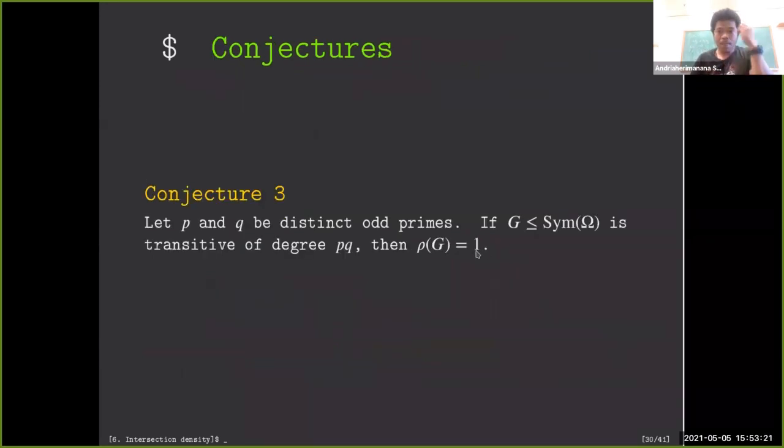And the next conjecture is the following. If we take two distinct primes p and q, and a transitive group of degree pq, then rho of G is equal to 1. So G has the EKR property. And I think we proved some part of this, but there are some groups that I'll mention later that we couldn't prove.